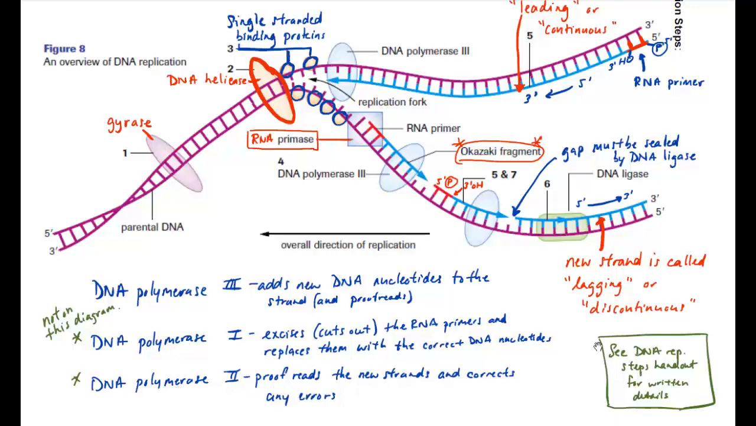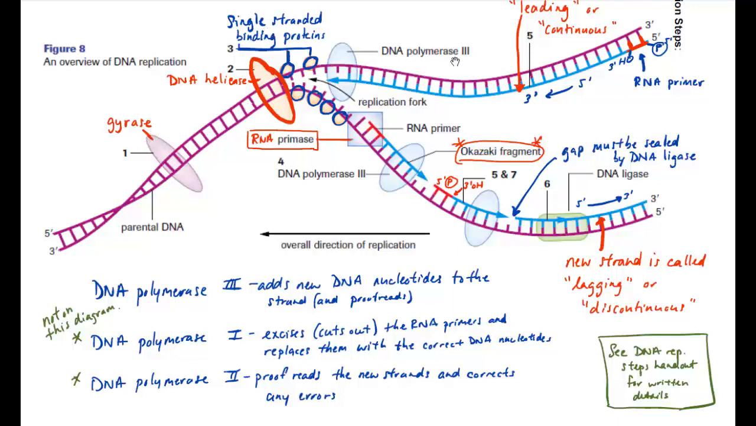Please take a look at the other handout that I've given you. It's called the DNA replication steps handout. It has all of what I've just said written out in detail. Please spend time memorizing that. You're going to be asked for details on what each of these major players does.